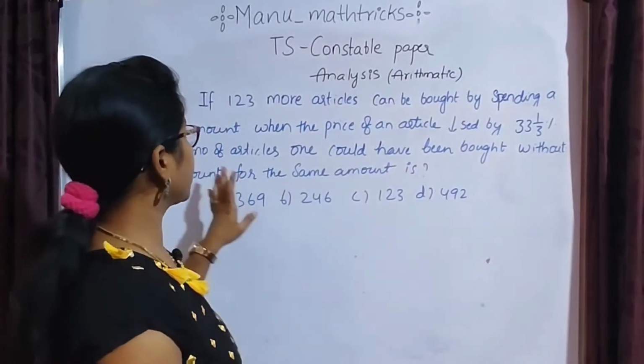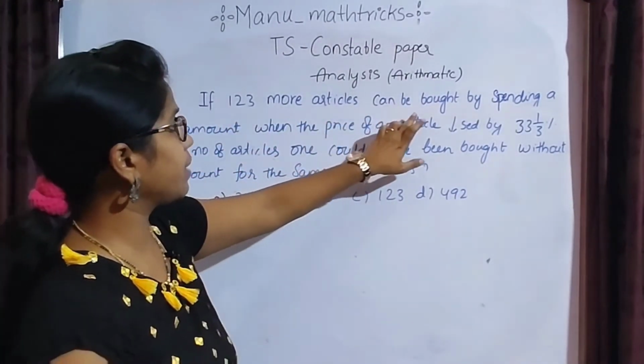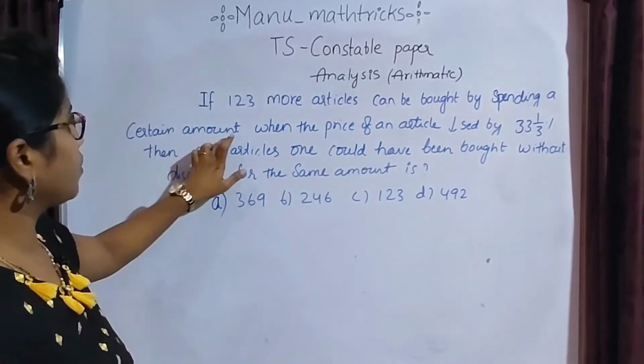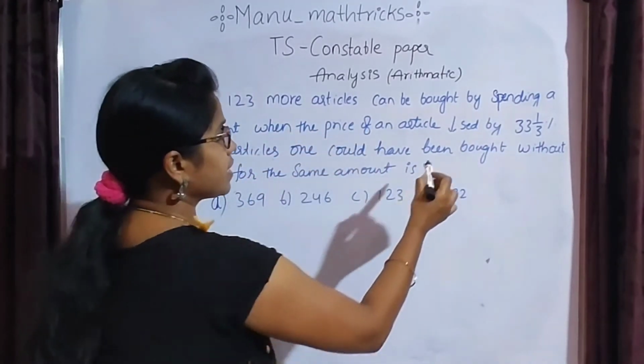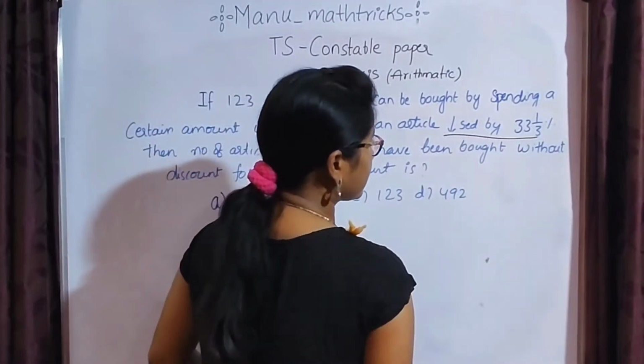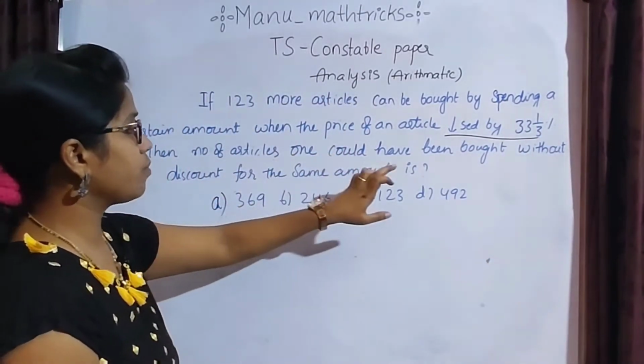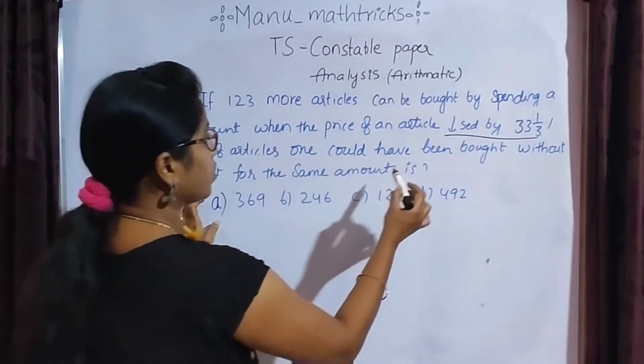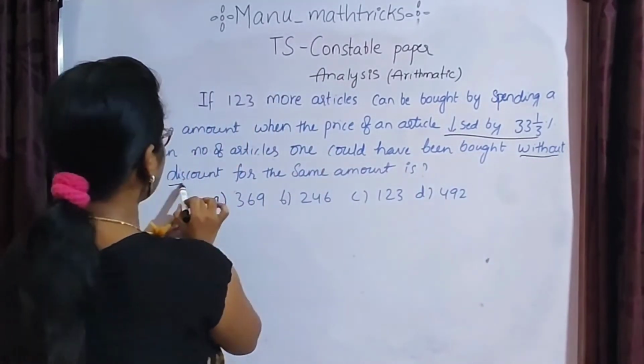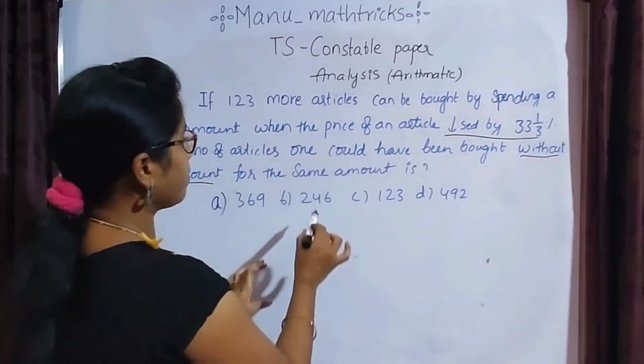Now let us look into the question. He is saying if 123 more articles can be bought by spending a certain amount when the price of an article is decreased, he is saying that the price of an article is decreased by 33 1/3%. The number of articles one could have bought without discount. Observe the question, he is saying without discount for the same amount.